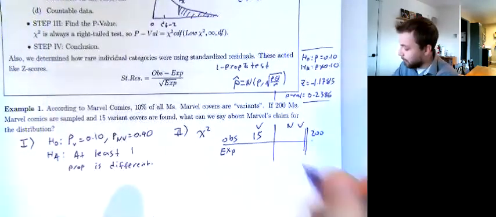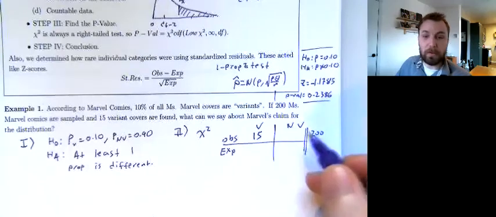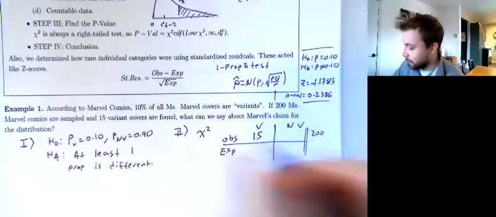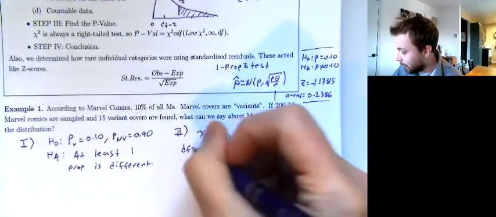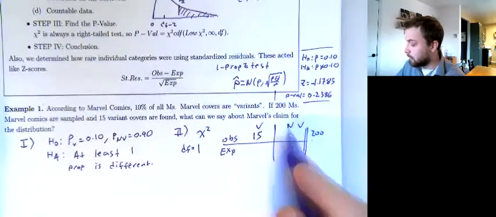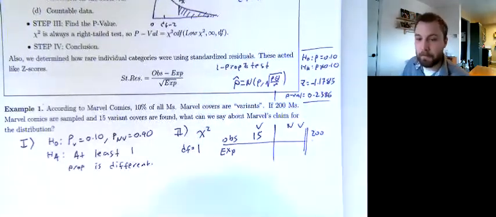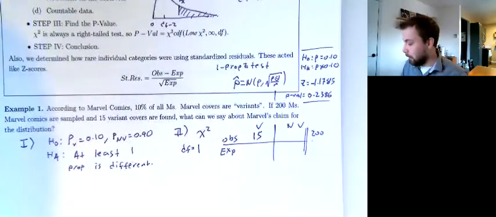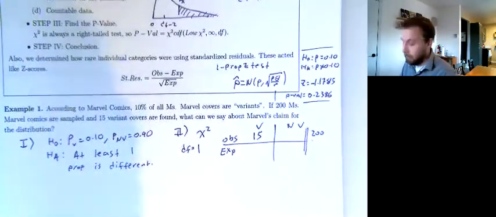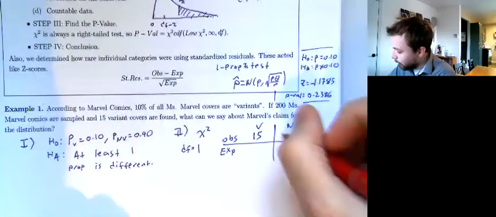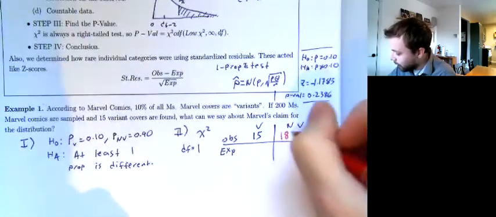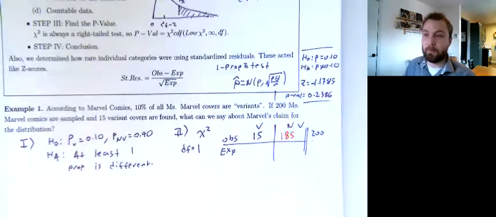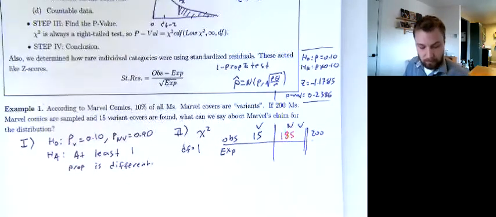So that must tell me that I can solve for this missing one, even though they only gave me 1 piece of information. So my degree of freedom, if I knew one of these two columns, I could solve for the other values. So my degree of freedom is 1 for this problem. 15 removed from 200, I believe, leaves me with 185 for the number of non-variant covers.